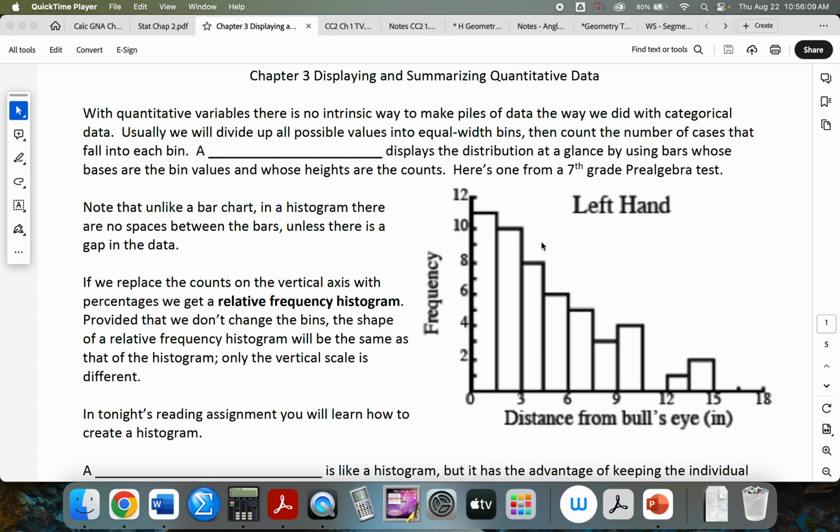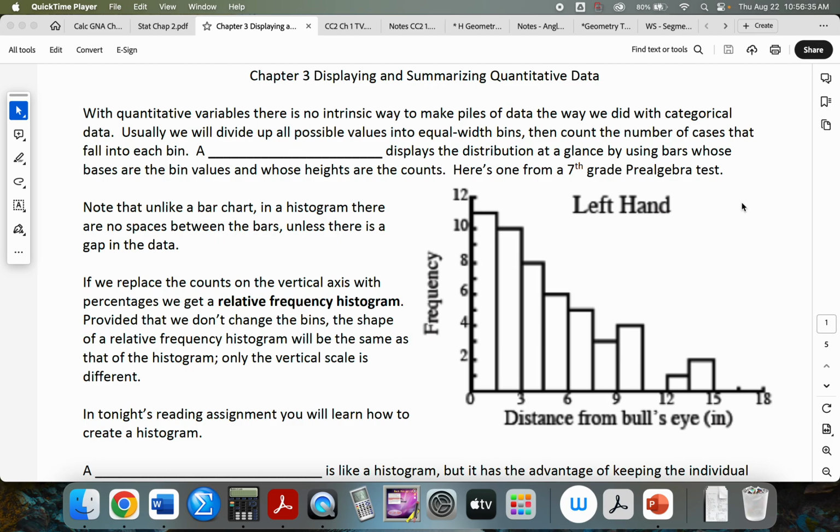All right, so today we're going on to chapter 3 about quantitative variables and how we can deal with those. We deal way more with quantitative variables than we deal with categorical variables. But with quantitative variables, there's no intrinsic way to make piles of data the way we did with categorical data, right? With categoricals, we had counts. How many are in this category? How many are in this category? How many are in this category? And so a bar chart worked really well.